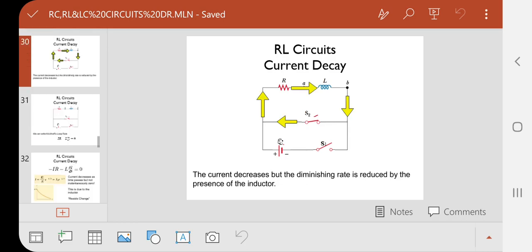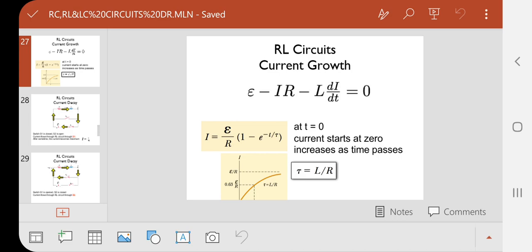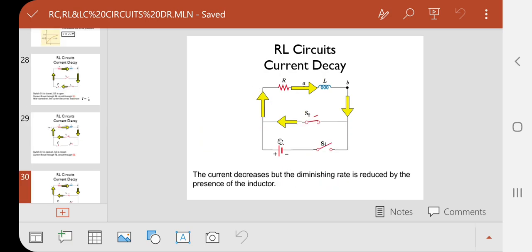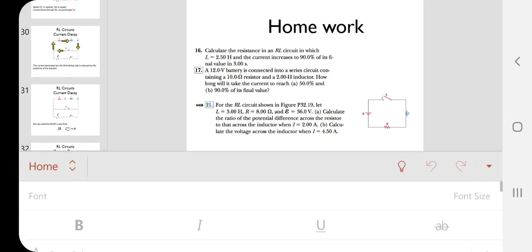You may take another case where only switch 1 is there. Here I is equal to V by R into 1 minus e power minus t by tau. We already know that tau is equivalent to L by R, where tau is the time constant of the inductance. For the first given problem, what is L by R? So tau is equal to L by R, that is 2.7.